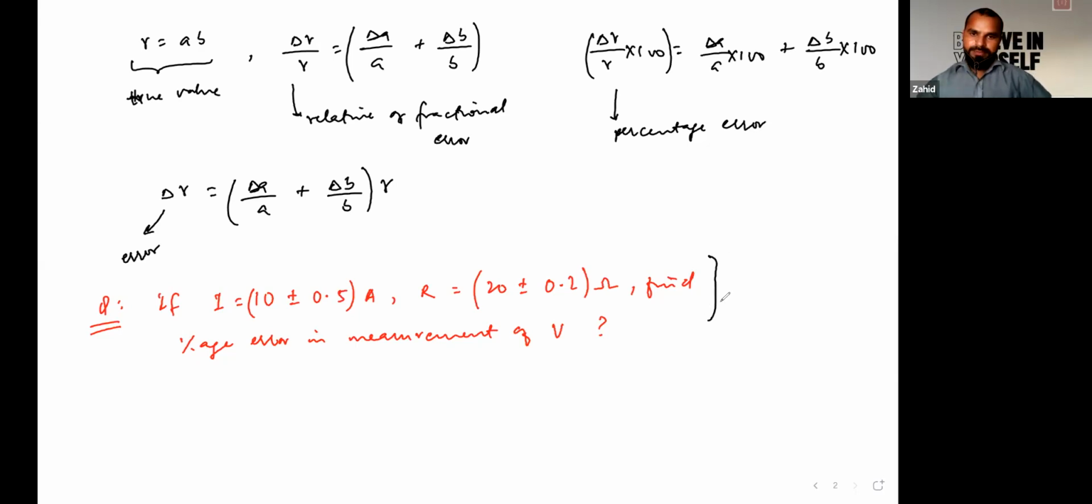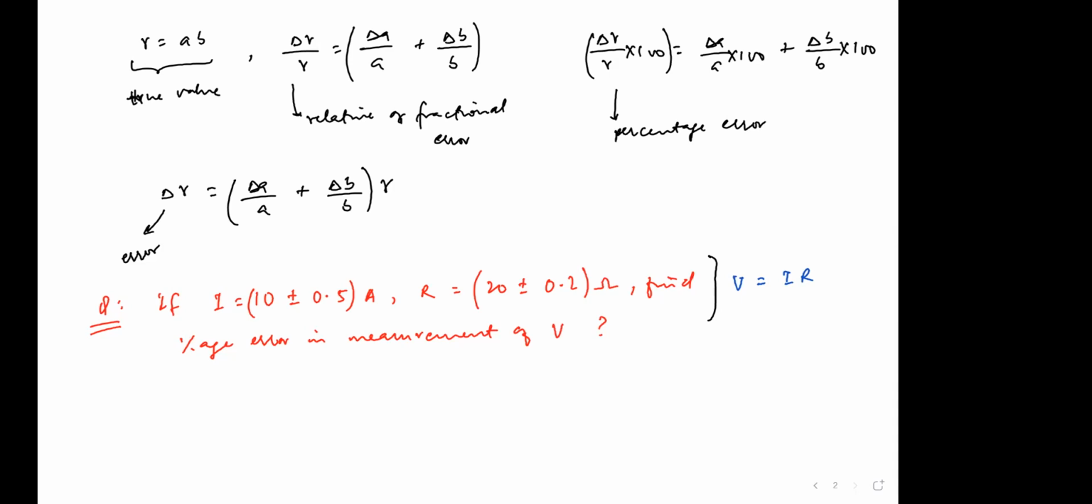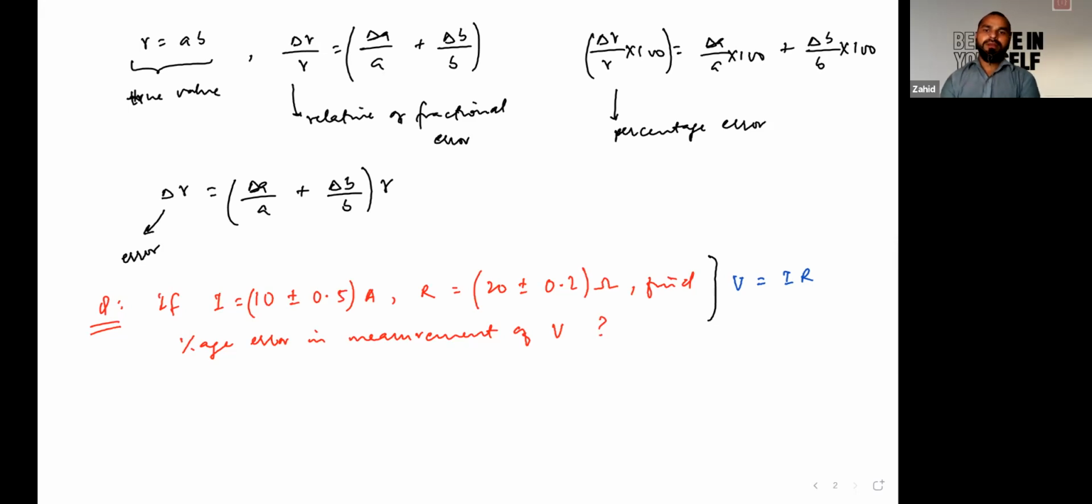You must have learned this relation, voltage equals I times R, in your class 10 as Ohm's law. So for the relation between current and resistance to obtain voltage, just take the product. Okay. Yes, sir. Try to find it using the above relations. Here A is I and B is R. So we have to calculate the percentage error in voltage using the third relation, this one.